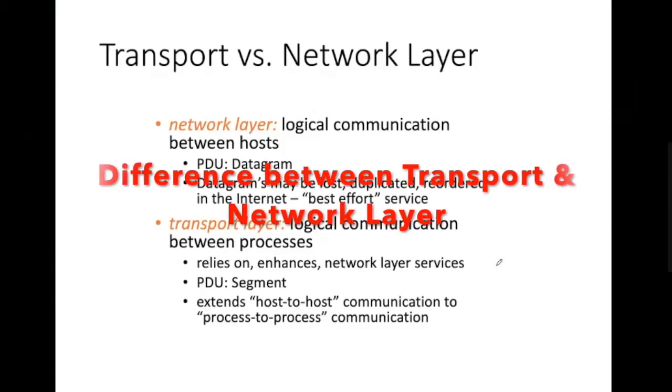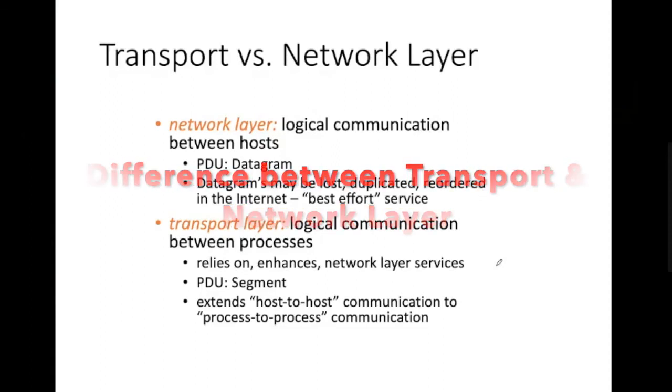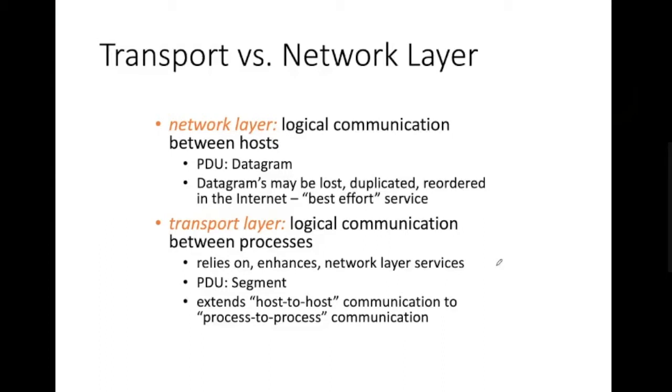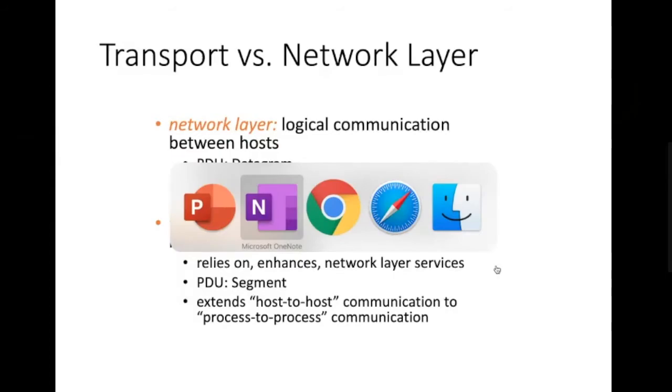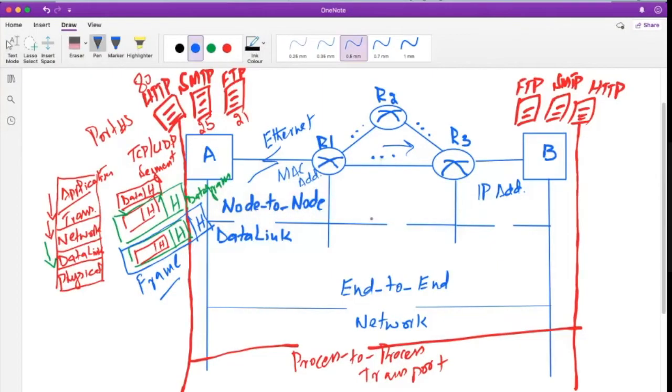So here it's very important to identify the difference between the network layer and the transport layer. The network layer, as we have just seen in this scenario, provides us logical communication between the hosts or the ends. So the responsibility of the network layer is to provide logical communication between the two ends, regardless of the links in between, regardless of the core network here, right?